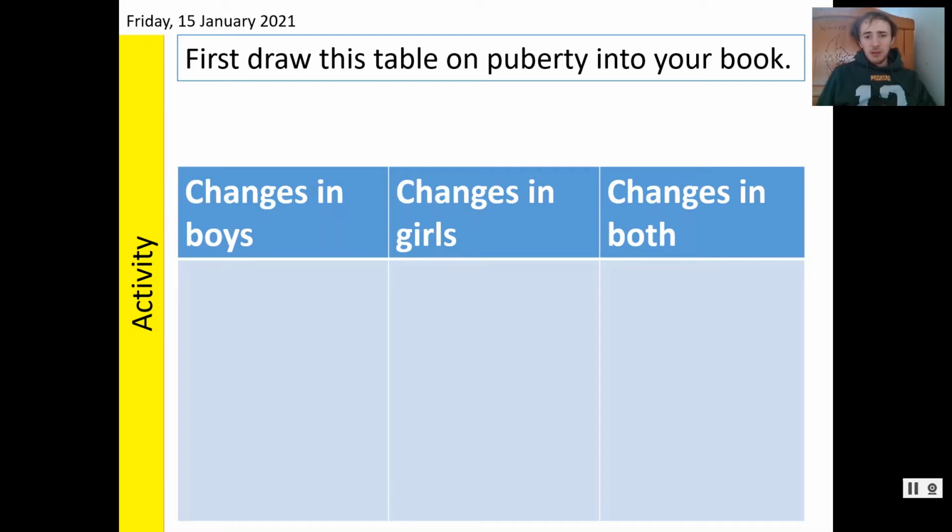So you want to fill it in with what changes in boys from before puberty to after puberty, what changes in girls, and what changes in both. So you have, with drawing of the table, 3 or 4 minutes for this.